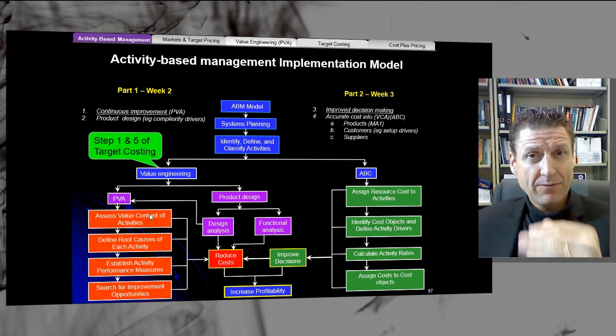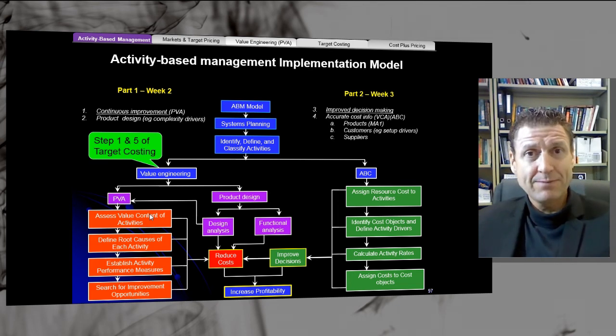And then establishing performance measures. Performance measures give us feedback for learning. Performance measures help to activate incentives for people to pay more attention during the activity. And once we establish activity performance measures, then we can search for more improvement activities. And this is that cost down, that continuous improvement: plan, do, check, and act. That's the continuous improvement cycle. So there you have it. That's the activity-based management implementation model.